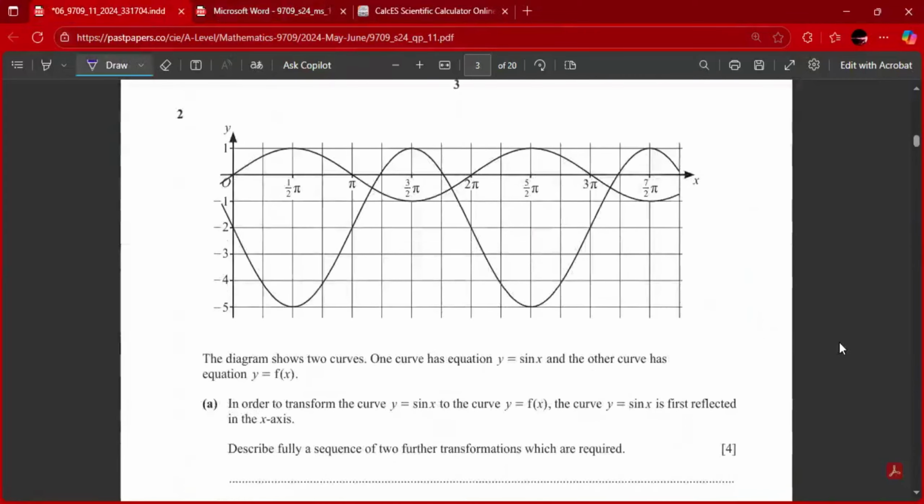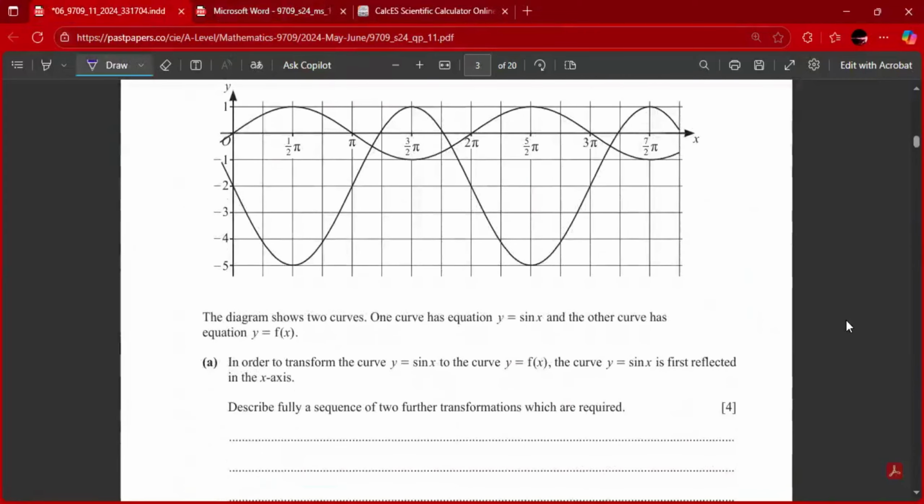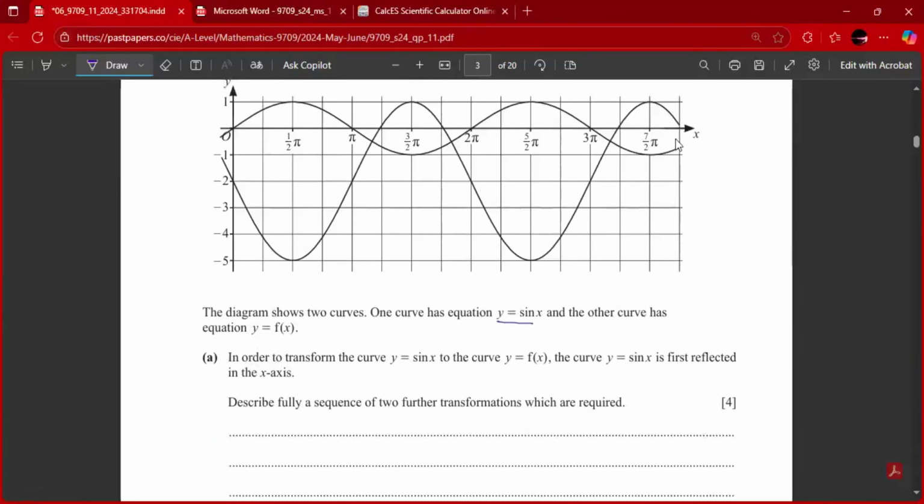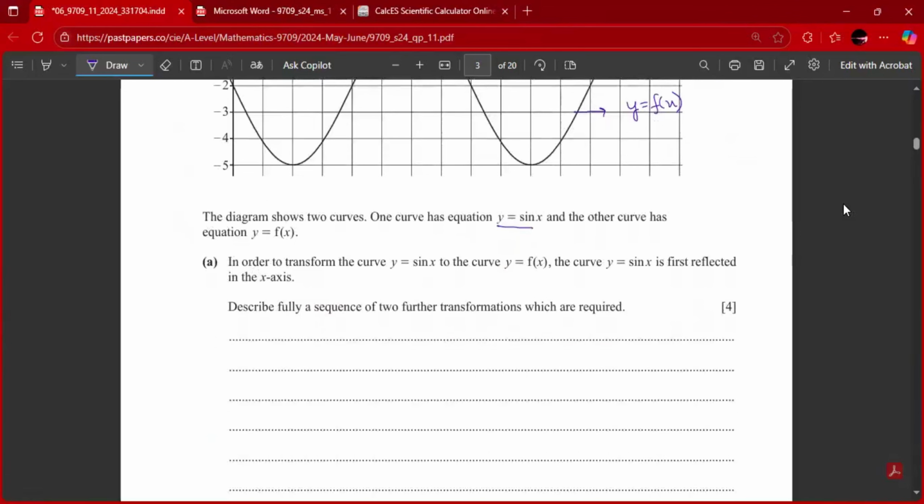Question 2, a graph question. This is related to trigonometry, which is quite easy, but you need a little bit of understanding. They're saying that this graph shows 2 curves. This one is y is equal to sine x, and this curve is y is equal to f of x. So what are we supposed to do? We are supposed to find two further transformations required.